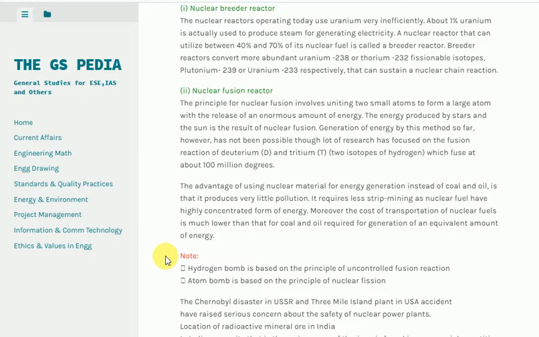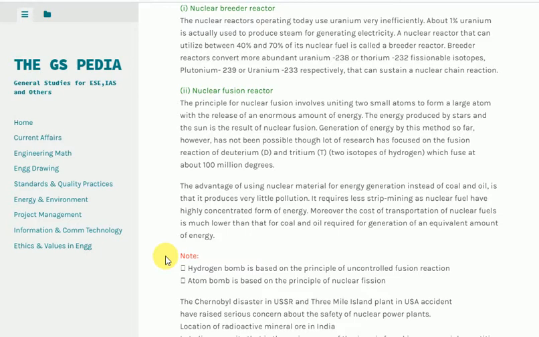The advantage of using nuclear material for energy generation instead of coal and oil is that it produces very little pollution. It requires less strip mining as nuclear fuel is a highly concentrated form of energy. Moreover, the cost of transportation of nuclear fuels is much lower than that for coal and oil required for generation of an equivalent amount of energy.